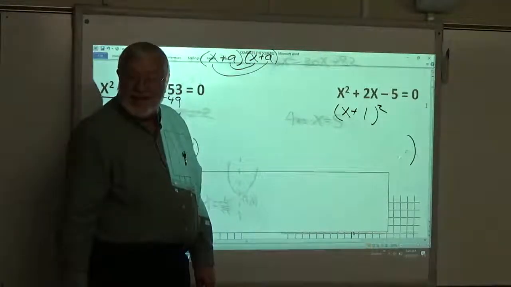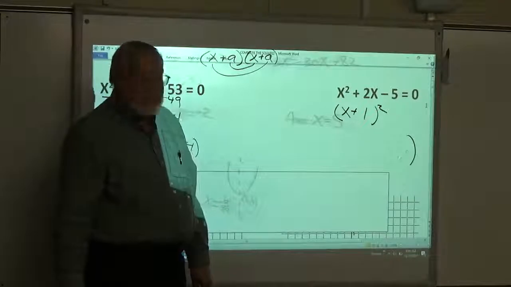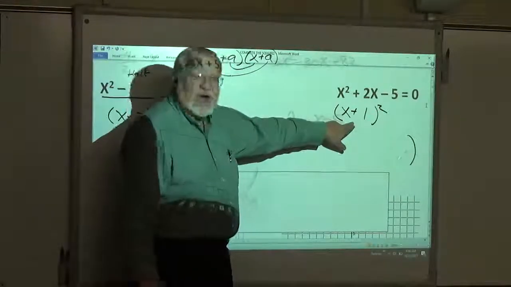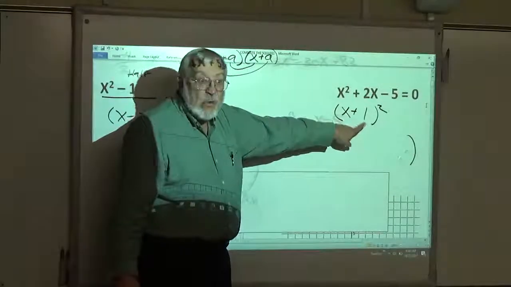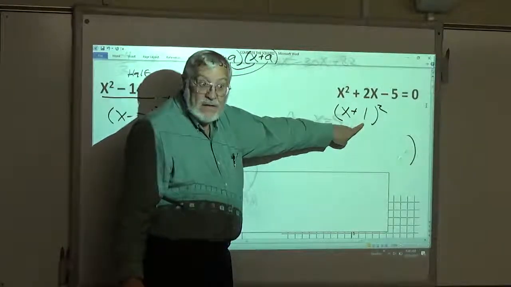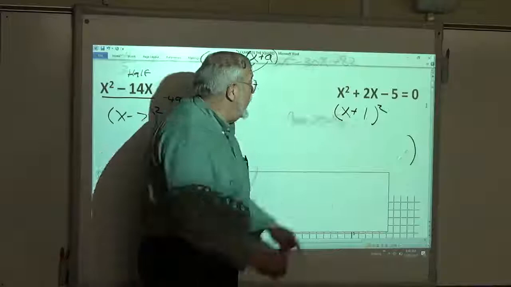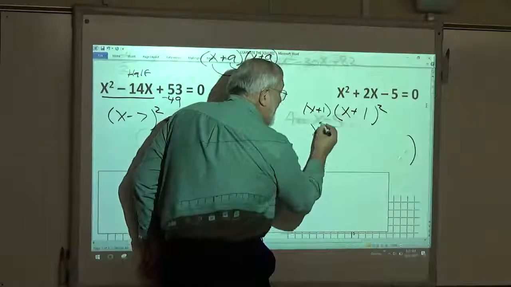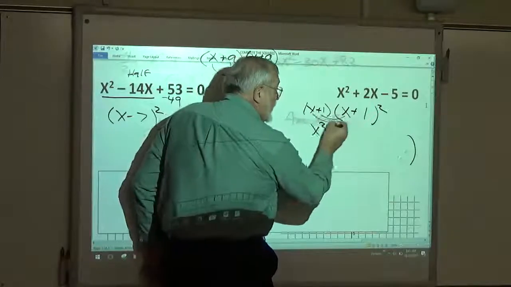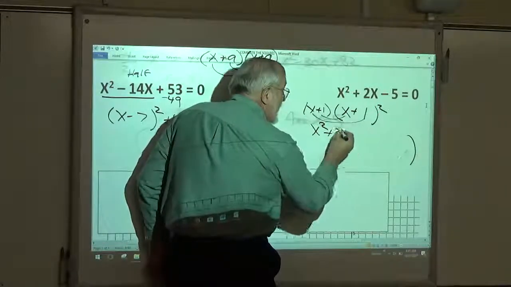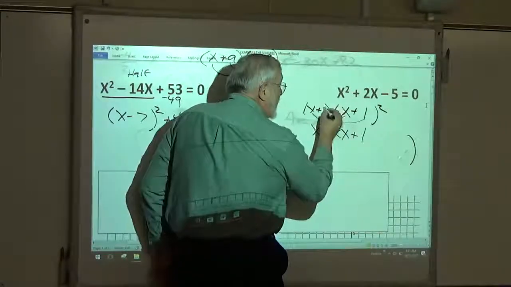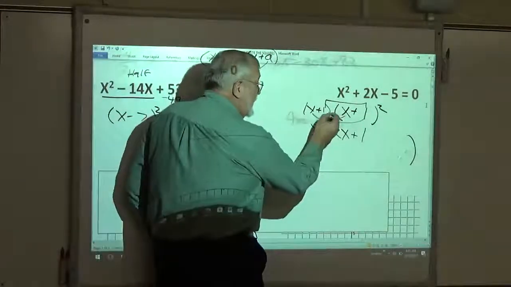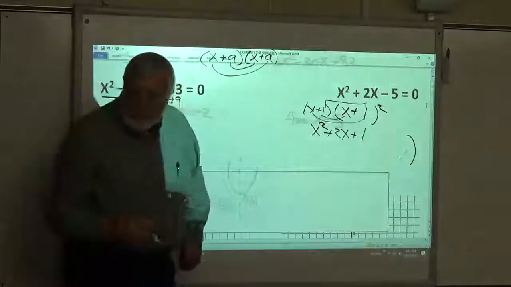But then you're going to have to add. Now, what is the third term of this trinomial? It's 1 times 1, isn't it? So there's a positive 1, because if I multiplied this out, I would have x squared, there's 1, there's 2, plus 2x, plus 1, which is 1 times 1. So, 1 times 1 is 1. Was that hard for you?